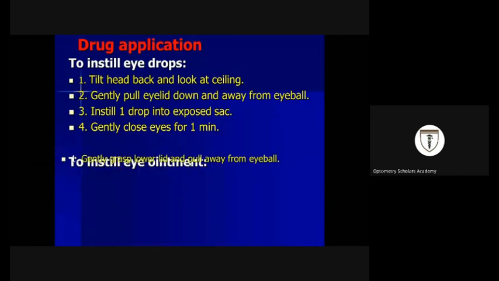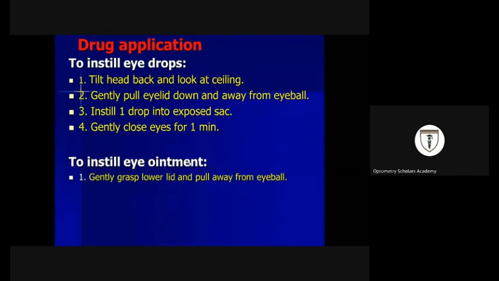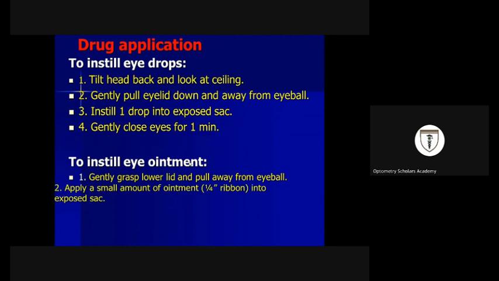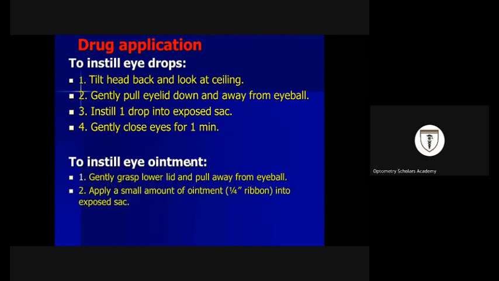To instill ointments, you gently grab the lower lid also and pull it down and away from the eyeball. You apply a small amount of the ointment. The ointment is just like a paste, like toothpaste. The same way you press your toothpaste onto your toothbrush, just press a little amount in the fornix of the lower sac and then gently ask the patient to close the eyes.